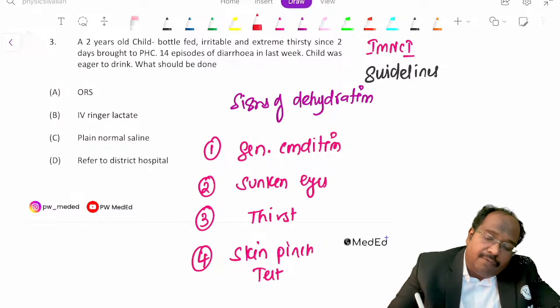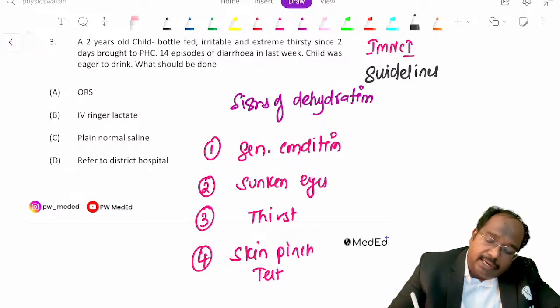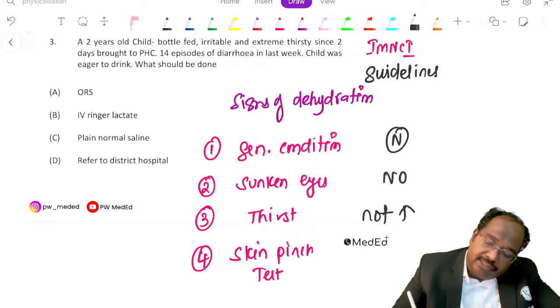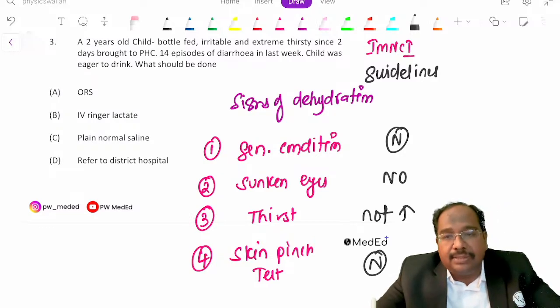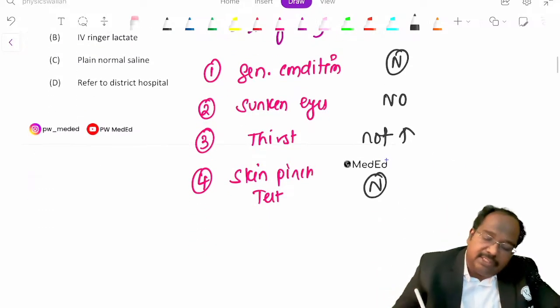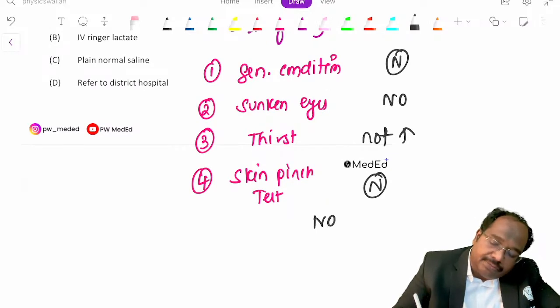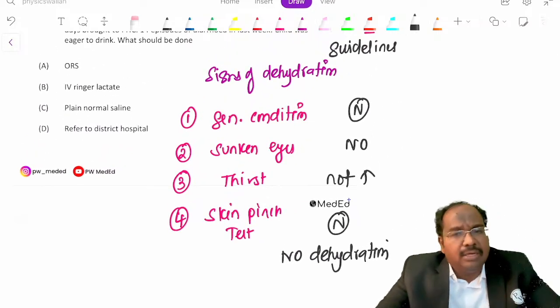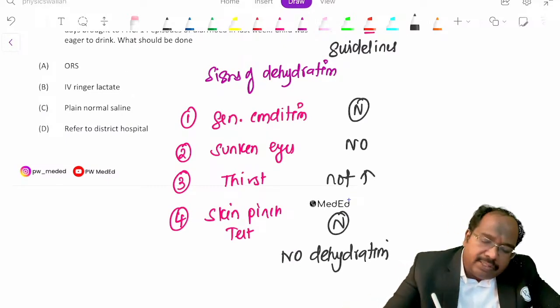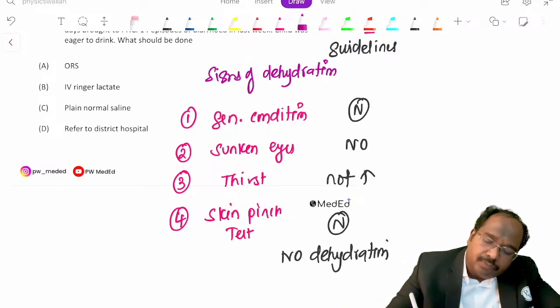Now, when the baby's general condition is normal, sunken eyes no, thirst is not increased, and skin pinch test is normal, if everything is normal, what is this? This is no dehydration, guys. General condition, sunken eyes, thirst, everything is normal.